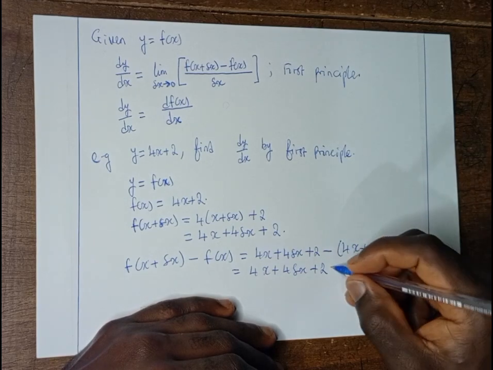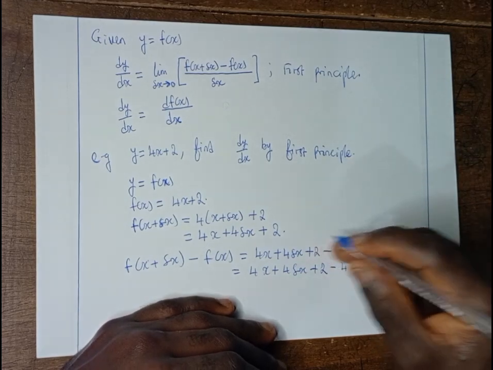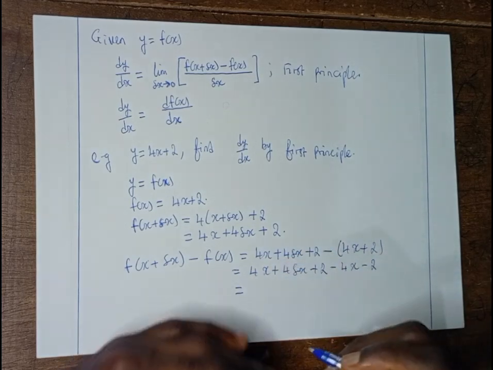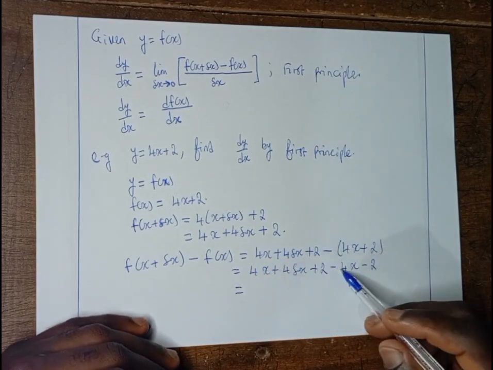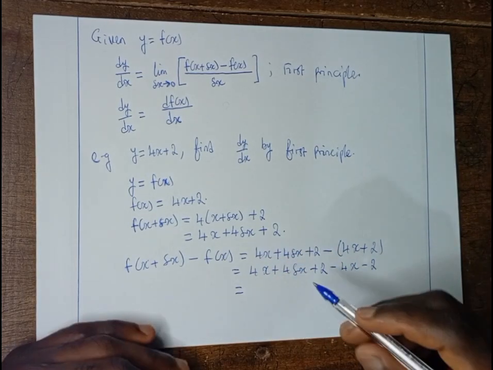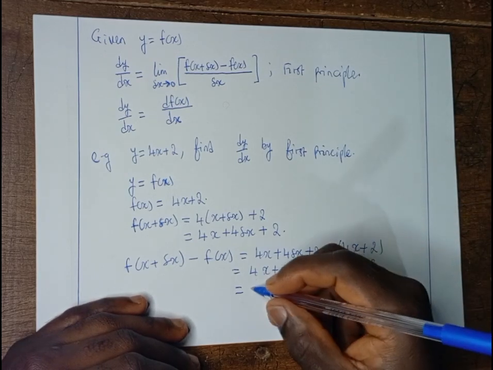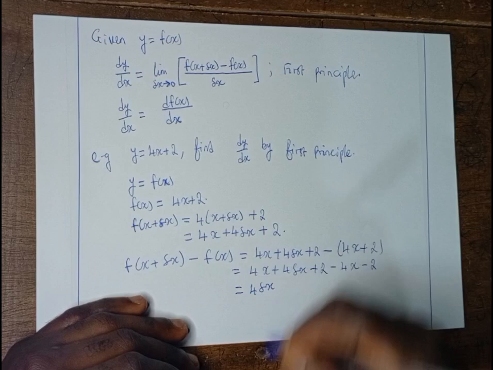Negative 1 times 4x gives us negative 4x. Negative 1 times 2 gives us negative 2. This will simply be equal to, 4x minus 4x will cancel, 2 minus 2 gives 0. So we'll be left with 4 delta x.